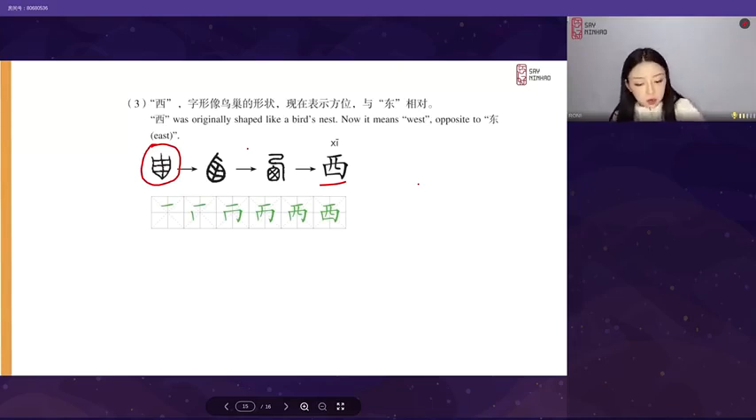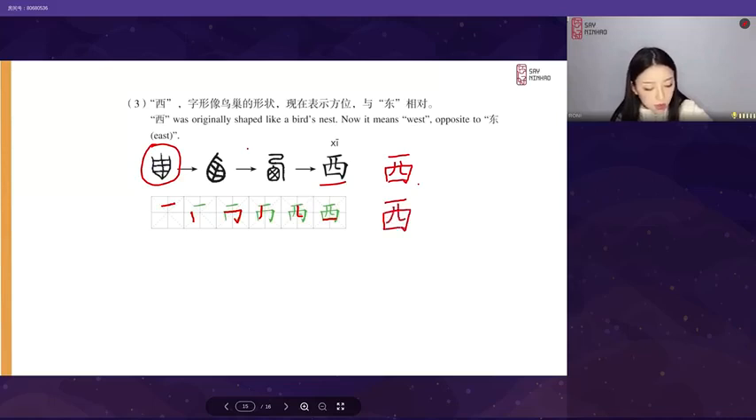Now let's see the stroke order. First one, a not very long but not very short horizontal, and then a vertical, and then a horizontal turning hook, and then a left falling, and then a vertical turning curved one, and then write a horizontal to close it. Okay, try to write it with me. Horizontal, left falling, horizontal. Okay, write it with me again.